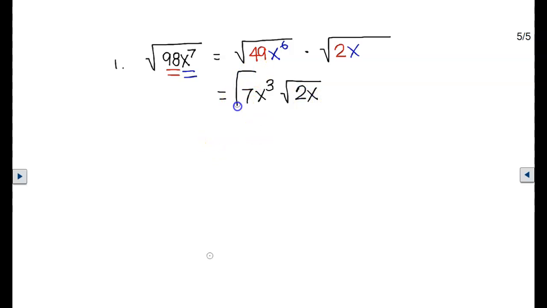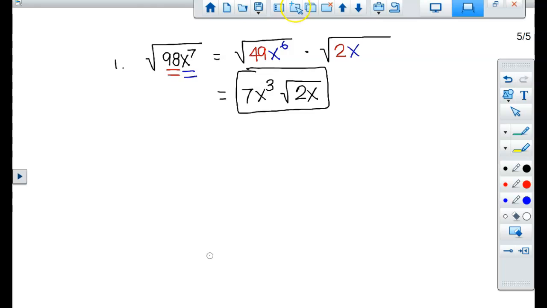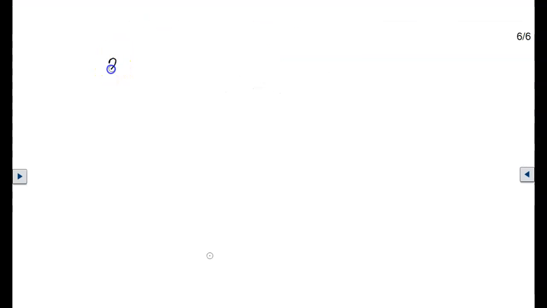So when I'm all done, the simplified answer for the square root of 98x to the 7th is 7x to the 3rd times the square root of 2x. So notice this part that I'm unable to do, I just leave alone. So there's our first example. So take one thing at a time. All right, let's try another one.